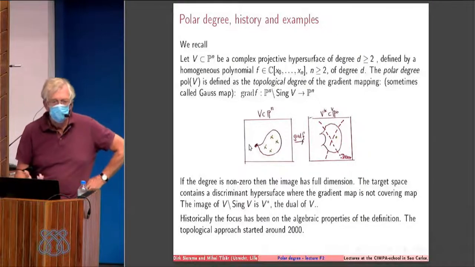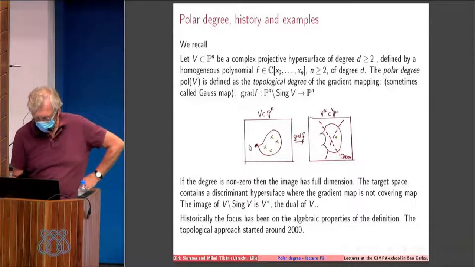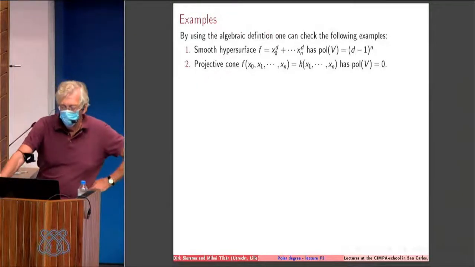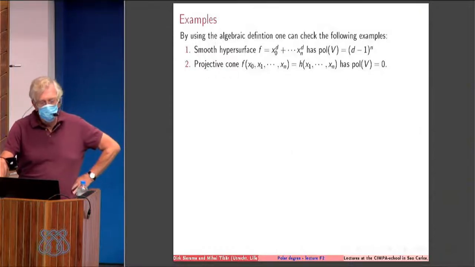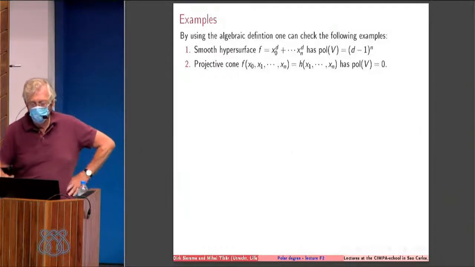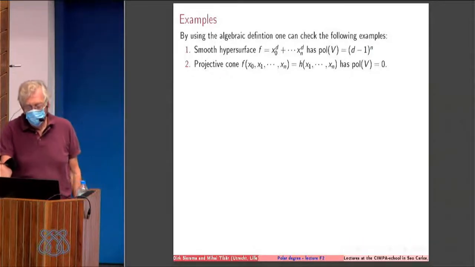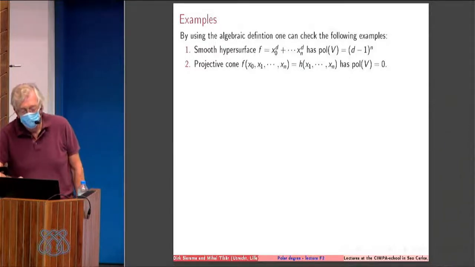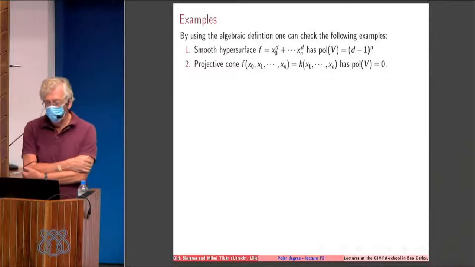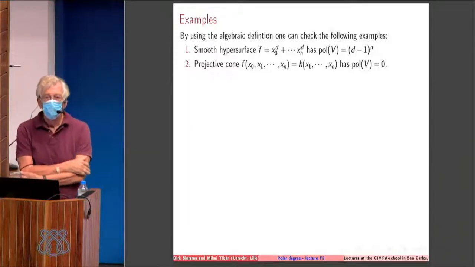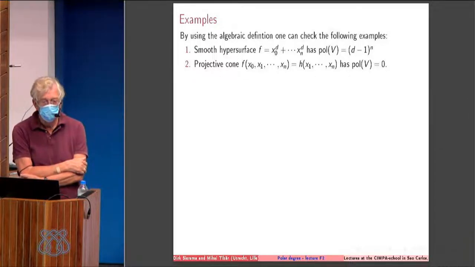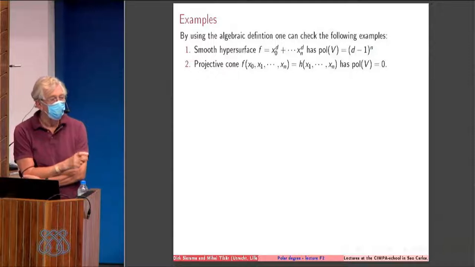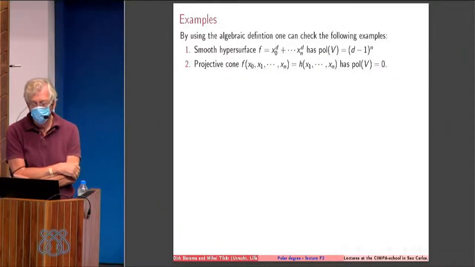That is Tolkachev's list, and that the polar degree is something topological. But now I focus for a moment a little bit more on the algebraic definition. If you have a smooth hypersurface, then you can differentiate. As you differentiate with respect to x0, then you get x to the power d minus 1, and the others are similar. So it seems that you have d minus 1 to the power n plus 1 solutions, but you have to count in the projective space. So you cannot multiply by roots of unity. So in fact, there are only d minus 1 to the power n left.